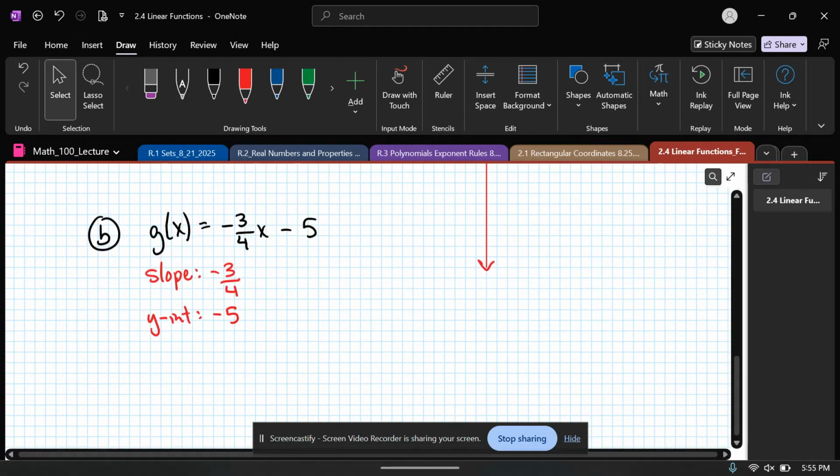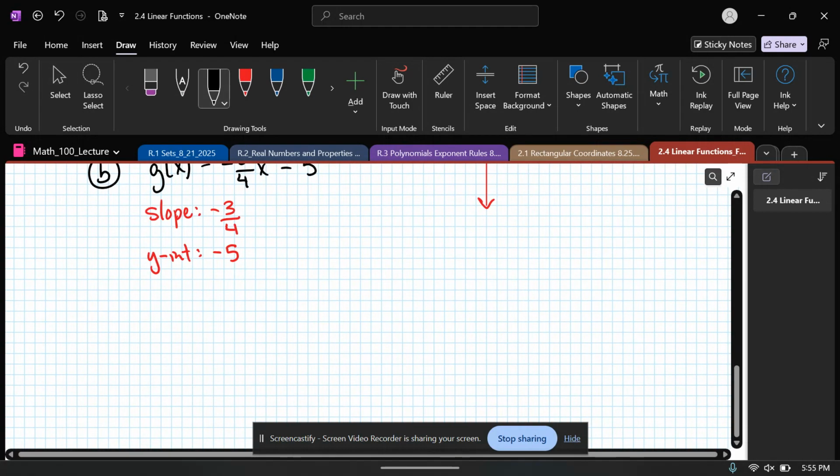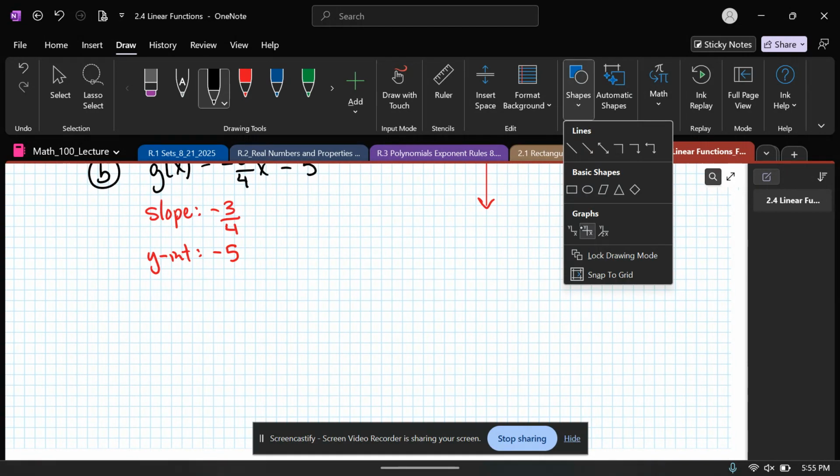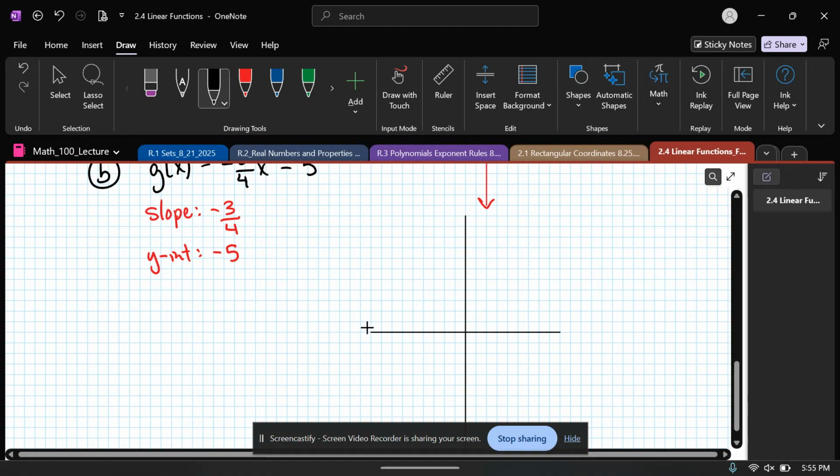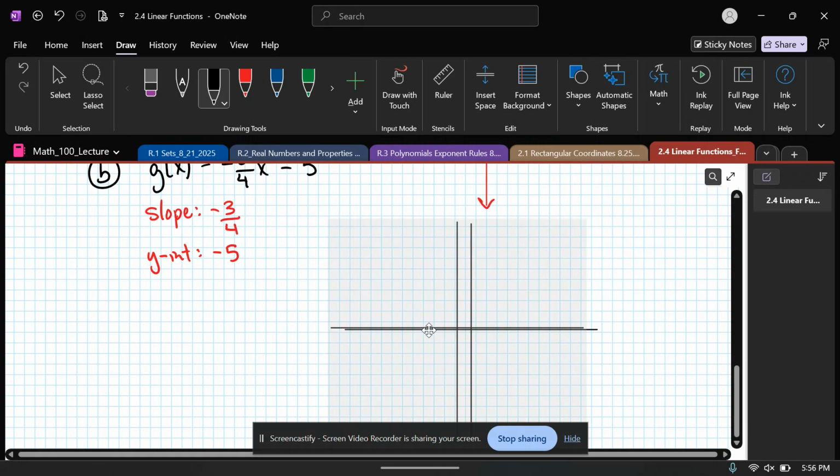So I'm going to get me a coordinate plane here. I need to make sure that it goes down to negative 5 at least, and a little bit further if I'm going to count my slope the right way. Trying to line that up just right. There we go.